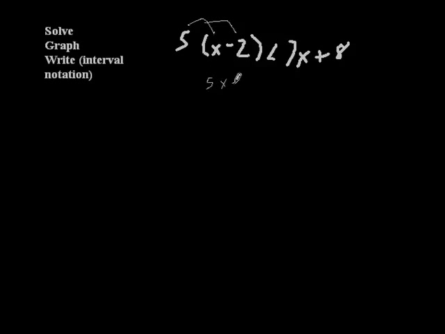5x minus 10 is less than 7x plus 8. So we're going to start moving some numbers around, but before we do, let's look at our variables. We have 5x and 7x here, and if we look forward to where the problem's going to be solved, we know we want our x to be positive. Since I know 7's bigger than 5, I'm going to subtract 5x from both sides.